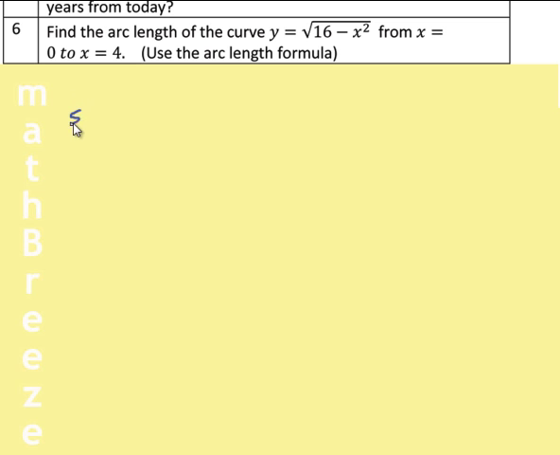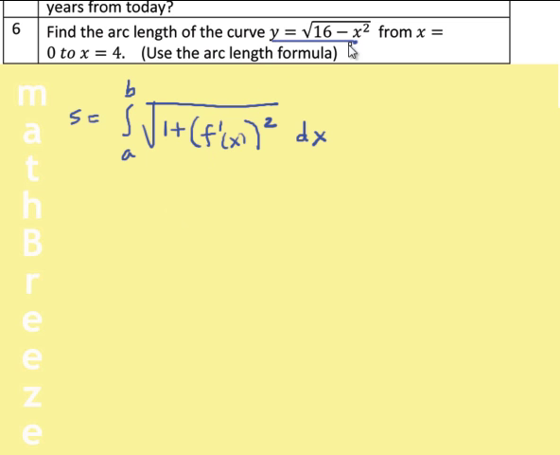Okay, let's remember the arc length formula. Okay, that's our arc length formula, and so we're going to apply that to this arc, or this function, from 0 to 4. All right, so we have the integral from 0 to 4. Let's look at the derivative of this.